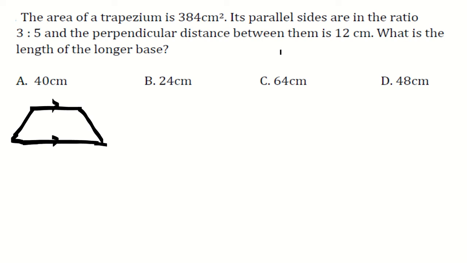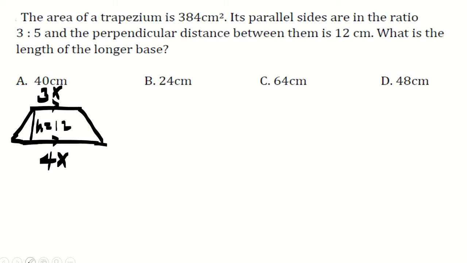And the perpendicular distance between them is 12, meaning the distance from here to here is given to you as 12. That means the altitude, the height, is given to you as 12. But the two parallel sides, or the two bases, are given in a ratio. So we can call them 3x and 5x, the two bases. And we have the altitude, and the area is also given to you.